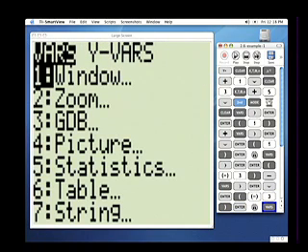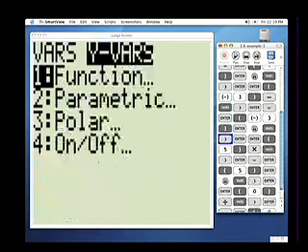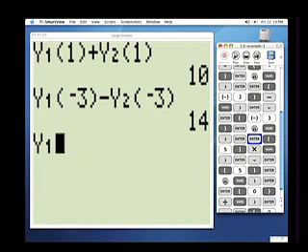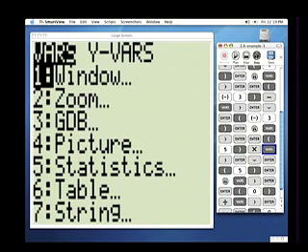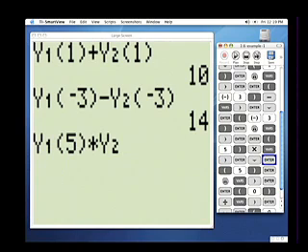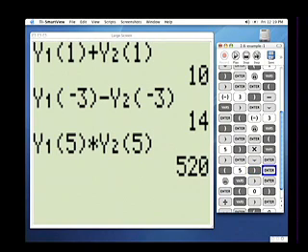Then we need to do part C, which is f times g of 5. So the variables key, the y variables, function, we want y sub 1, and then parentheses, 5, close the parentheses, then we're going to multiply that times, and we need to call up y sub 2, so we go variables, y variables, the function, hit the enter key. We want y sub 2 this time, so move down 1, hit the enter key, then the parenthesis key, 5, parenthesis key to close them, and then when you hit the enter key, it comes up with 520.